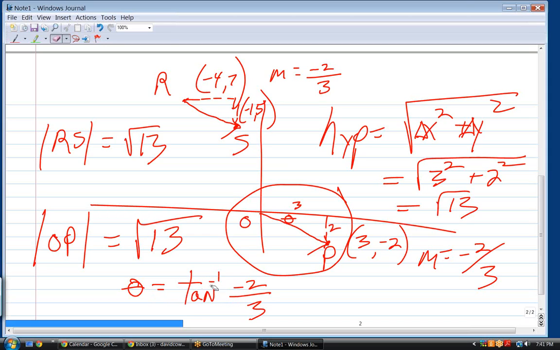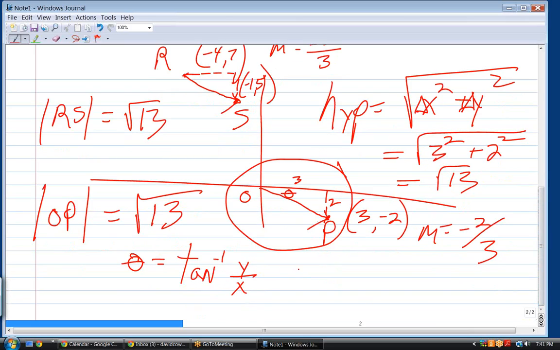And when you're dealing with vectors, this angle is very important. Here's what the formula is. The angle is always the inverse tangent of y over x if x is greater than 0, but it's equal to the inverse tangent of y over x plus pi if x is less than 0.